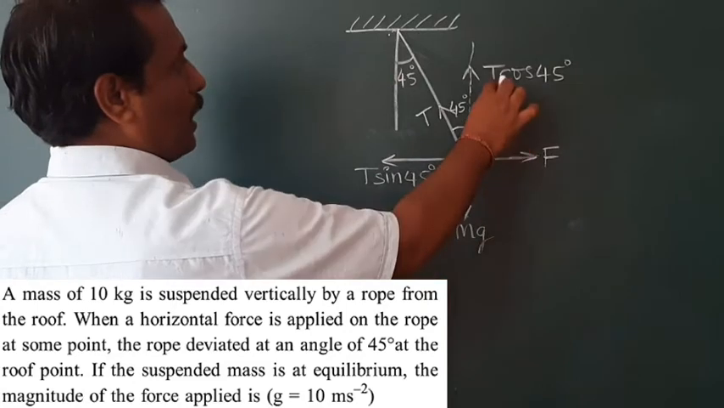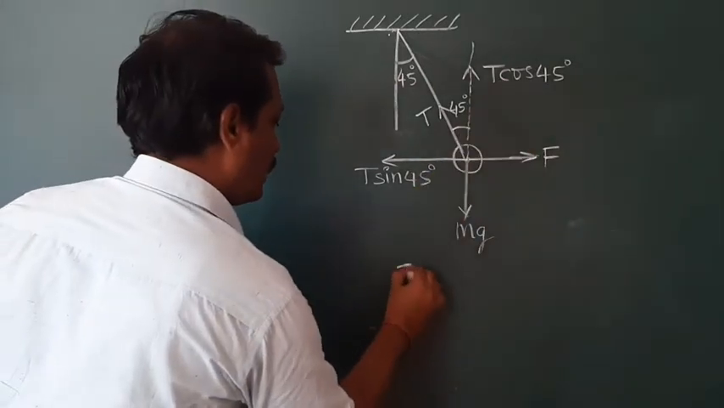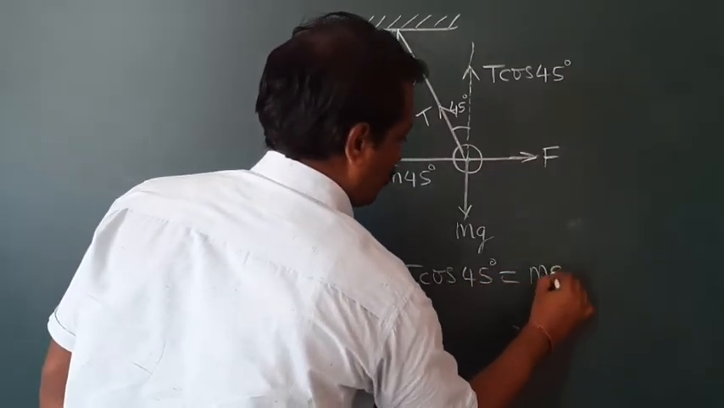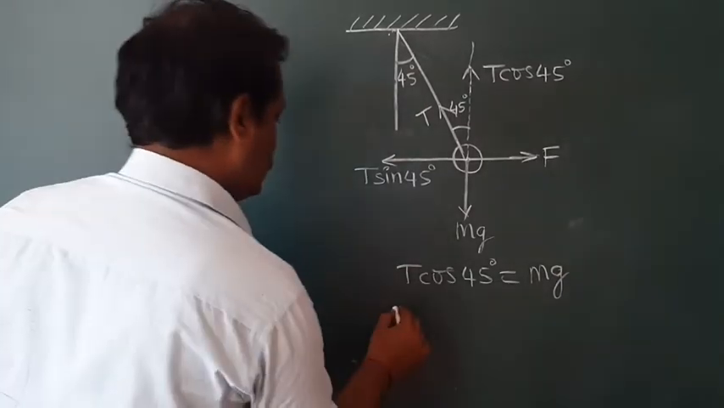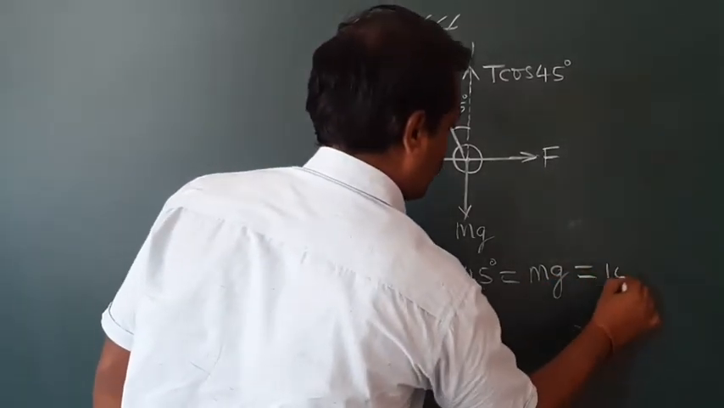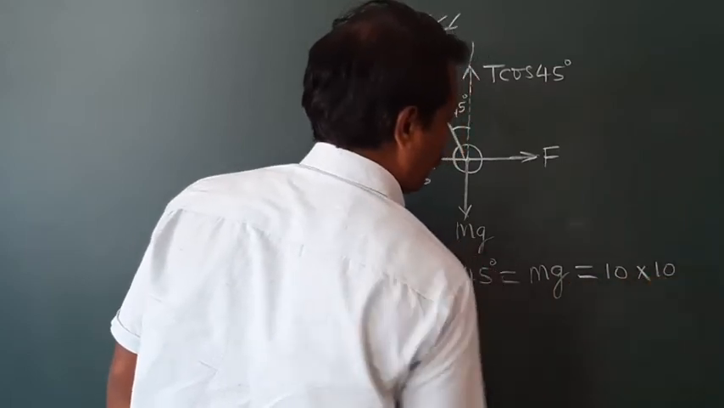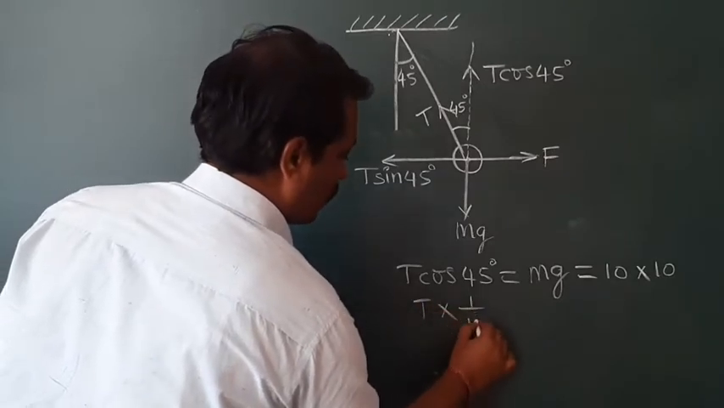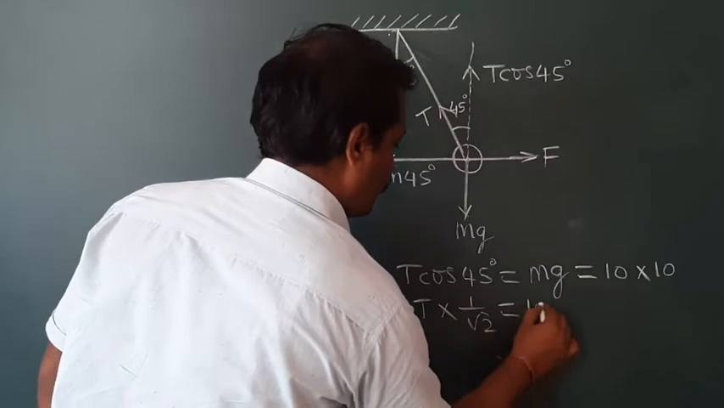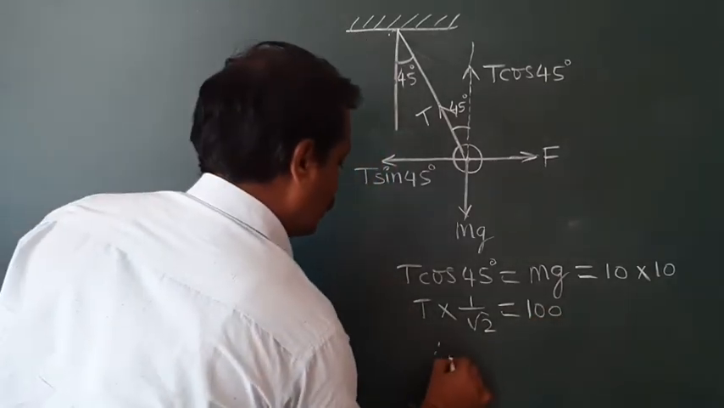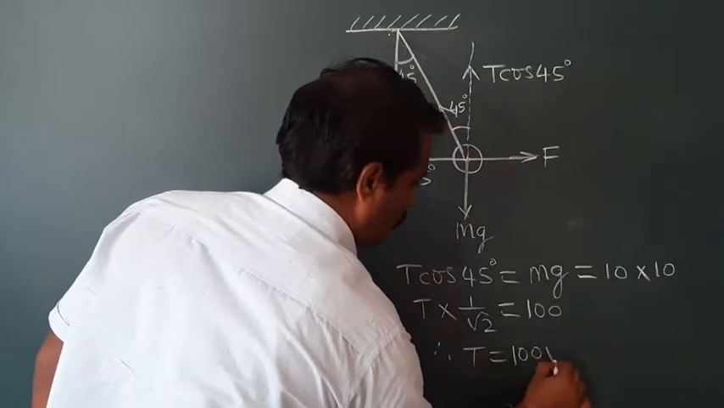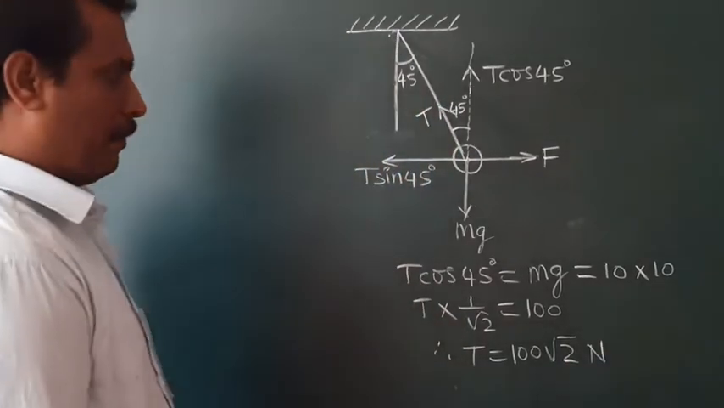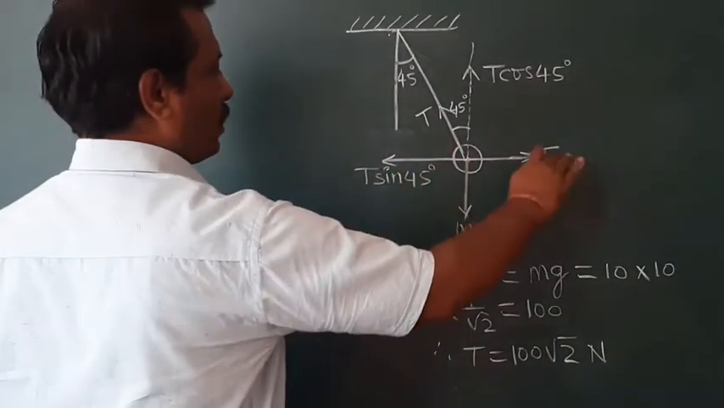Therefore, this weight is balanced by T cos 45. Therefore, we write T cos 45 degree is equal to m into g. Here m is 10 kg and g is acceleration due to gravity. We take it as 10. Then we get T cos 45, where cos 45 is 1 by root 2. So T into 1 by root 2 is equal to 100. Therefore, T is equal to 100 root 2. This is the tension in the string. Its unit is Newton.